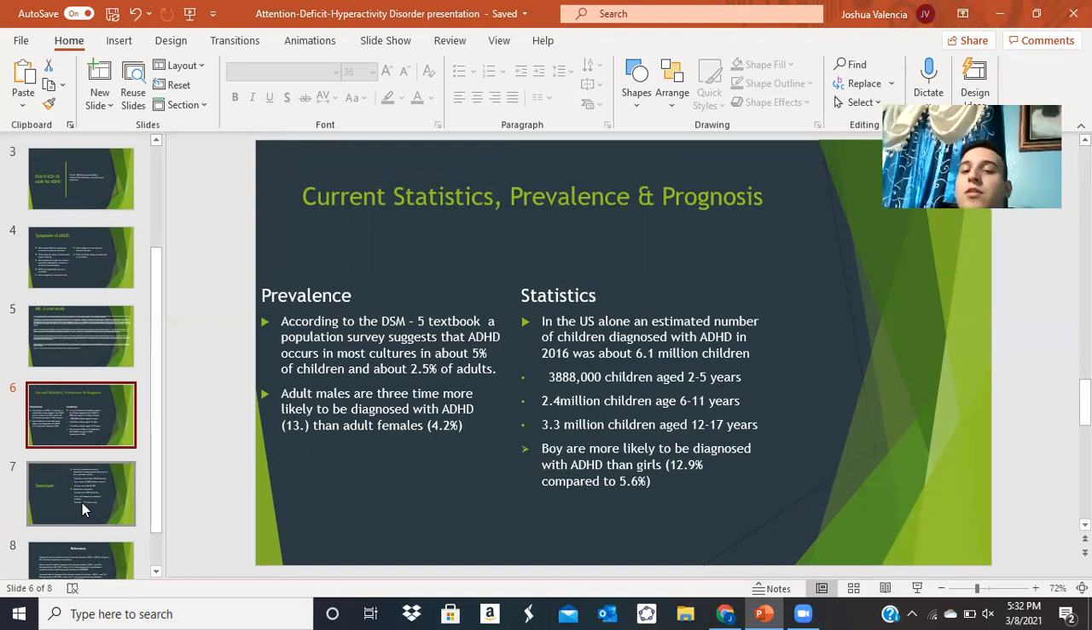Statistics in the US alone estimate the number of children diagnosed with ADHD in 2016 was about 6.1 million children: 388,000 children aged 2 to 5 years old, 2.5 million children aged 6 to 11 years old, and 3.3 million children aged 12 to 17 years old. And boys are more likely to be diagnosed with ADHD than girls, 12.9% compared to 5.6%.